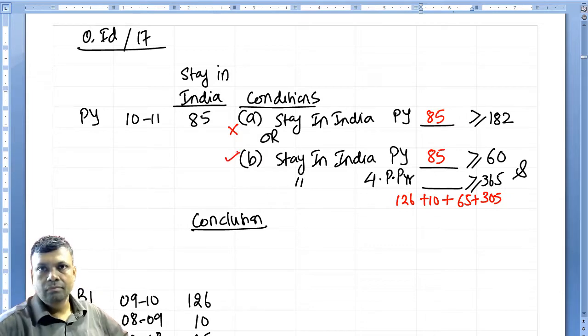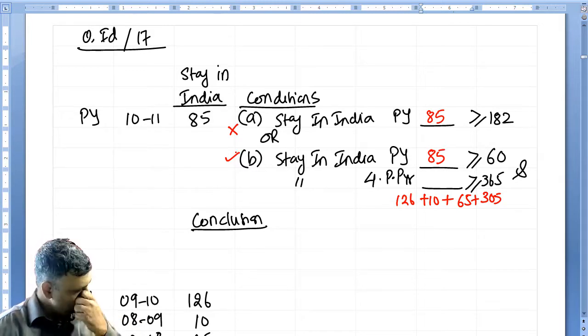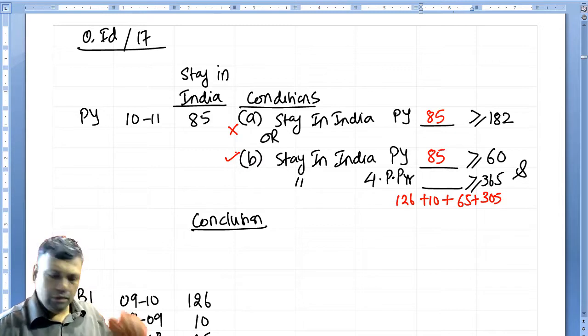So A or B. If any one test is satisfied, A or B, you are resident in India. In some of the problems, in some of the situations, you will satisfy both of them also. A also you will satisfy, B also. For example, during the previous year, just take your own self. For your own self, you are staying in India for all 365 days. You are not traveling abroad. So you are always full resident in India. So it is A or B. If any A or B is satisfied, you are resident.